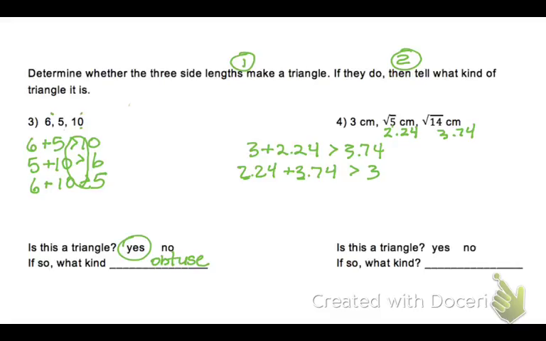Okay, let's check the third one. 3 plus 3.74, is that going to be greater than 2.24? Obviously. 3 plus 3 is 6, that's already greater than 2 without even dealing with the decimals. Okay, so I've got all 3 greater than, so yes, I've got myself a triangle.